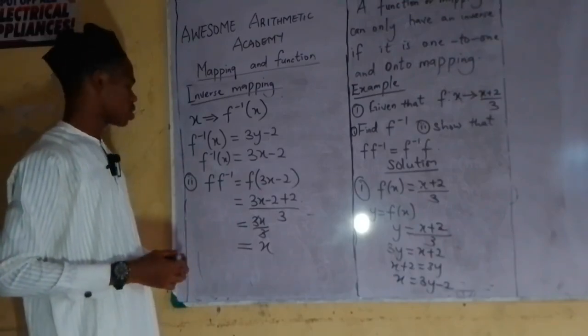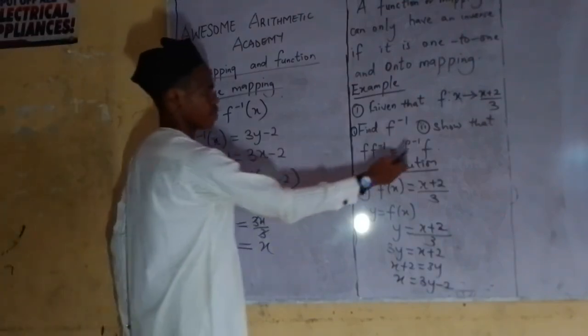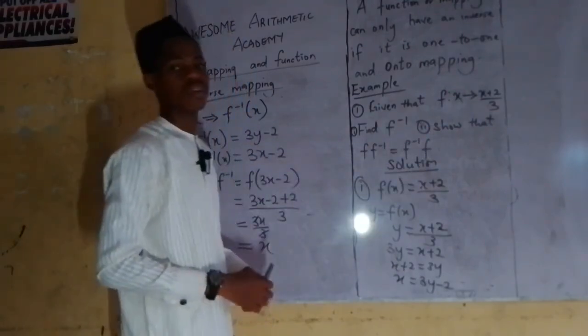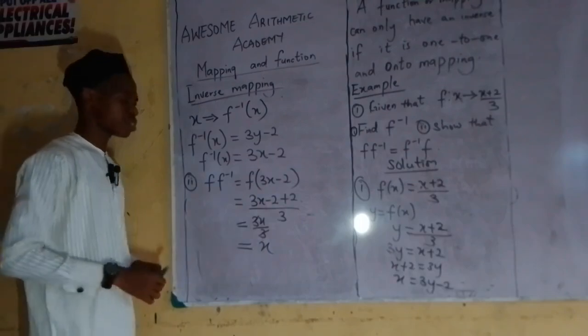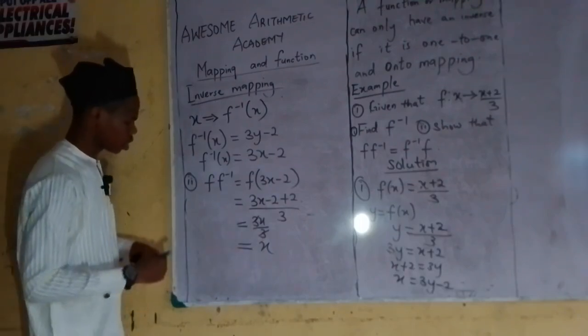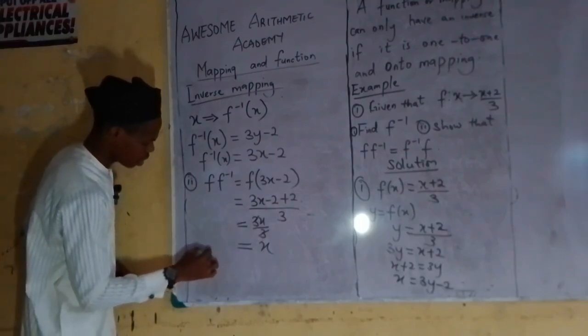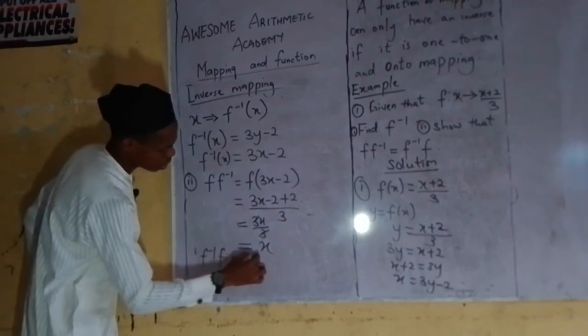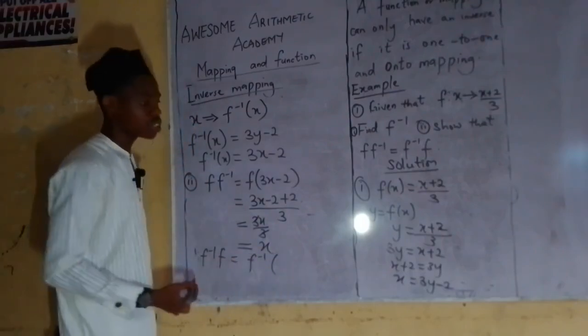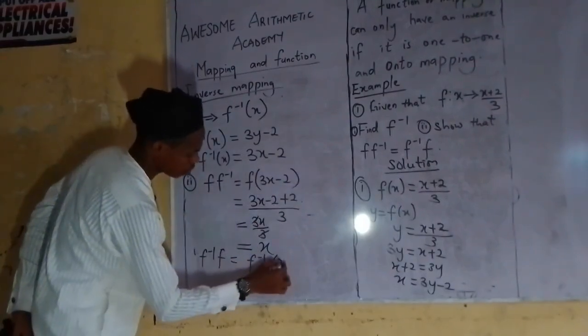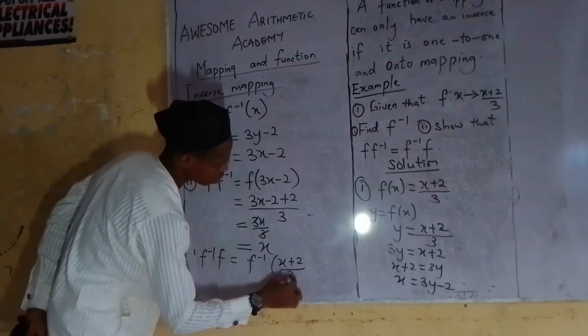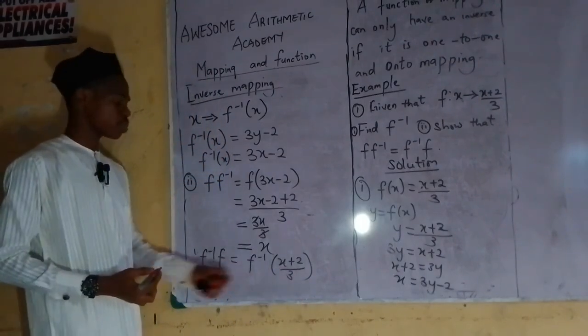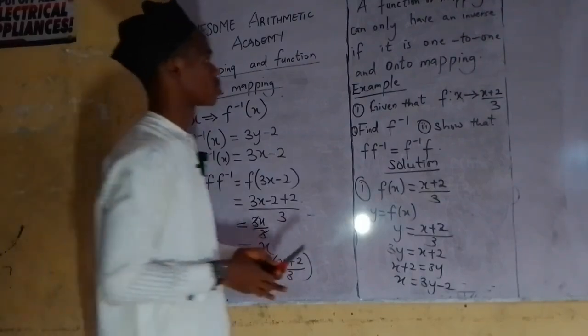Now let's look for what? F inverse of f, if we are going to have the same thing. So now the second one, f inverse of f, that will be f inverse of, what's the value of f? We have x plus 2 over 3. The value of f is x plus 2 over 3. Now let's continue from here.